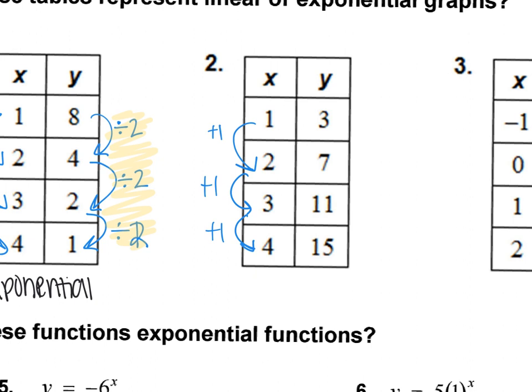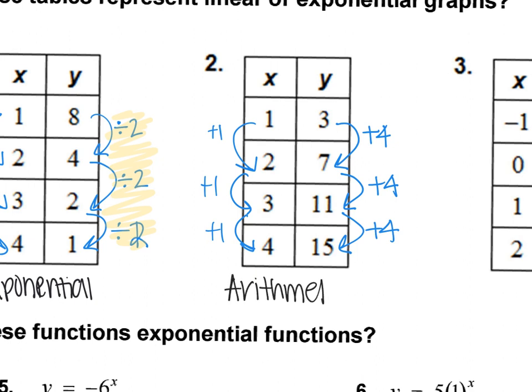Now let's look at this side. How am I getting from 3 to 7? Well, add 4. 7 to 11. Oh, I can add 4 again. 11 to 15. Add 4. Well, I'm adding or subtracting, so that means it is arithmetic. Or it is linear. Multiply, divide, it's exponential. Add or subtract, it's arithmetic or linear.